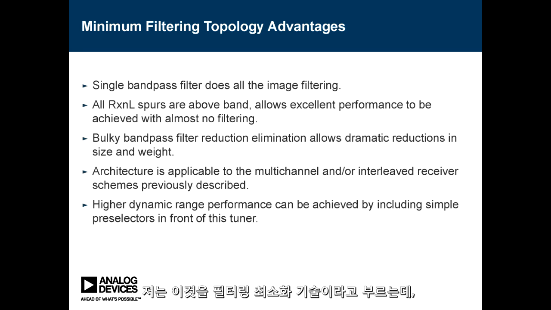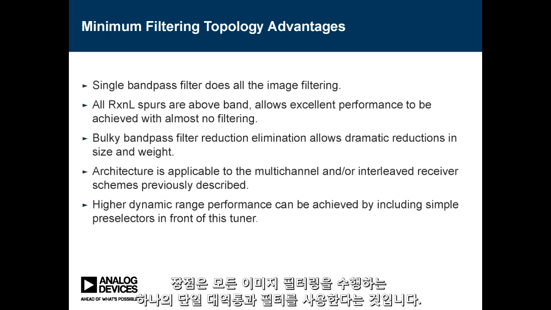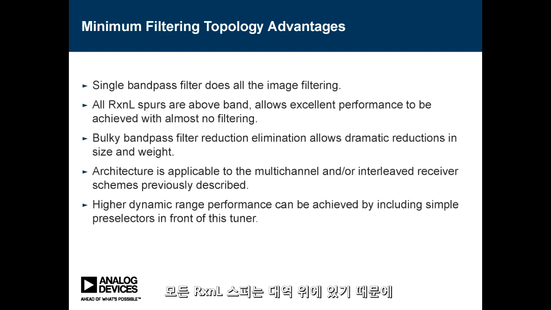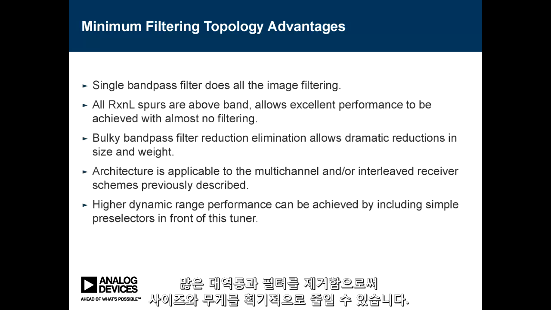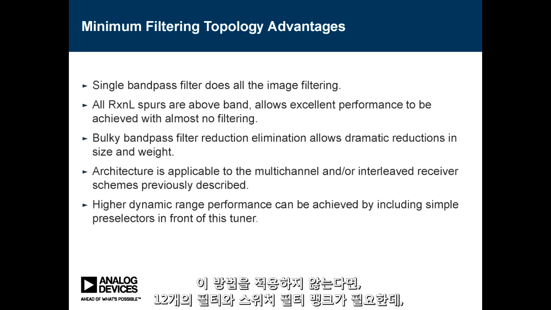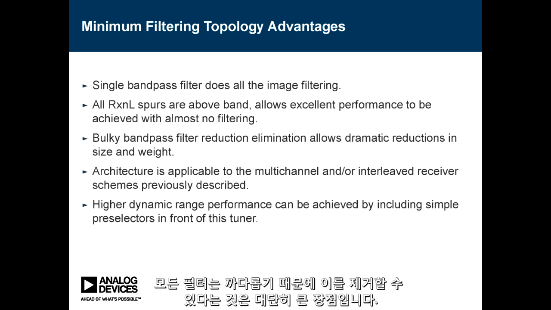So the advantages, I'm calling this the minimum filtering technology. The advantage is that we have a single bandpass filter that does all the image filtering. All the R by N LO spurs are above band, so again, you can get excellent performance with almost no filtering. Getting rid of the bulky bandpass filters gives you drastic reductions in size and weight. Without this, you may need a 12 filter switch filter bank, all the filters being tough. So that's a big deal to be able to get rid of them.